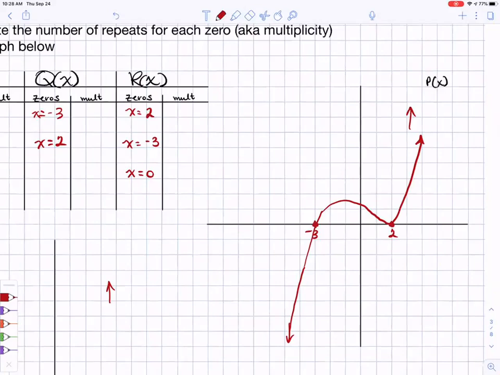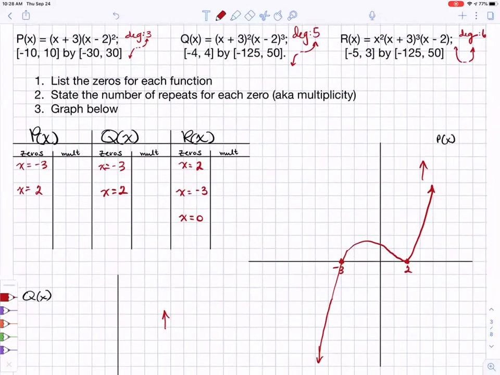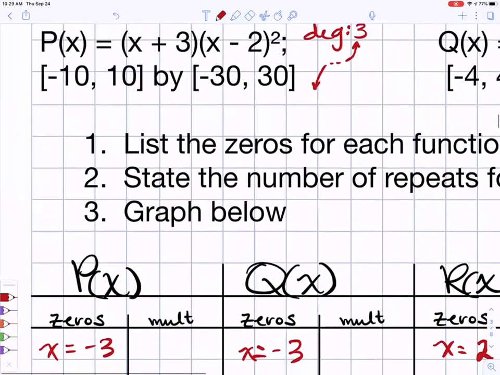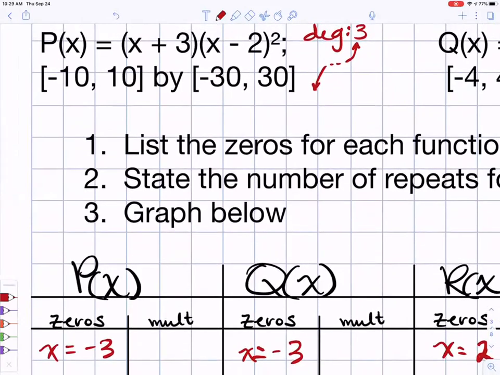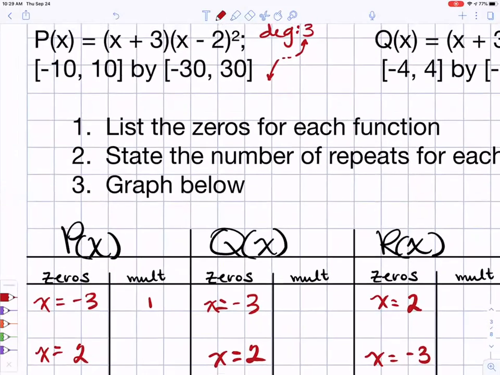Okay, now let's take a look, because I didn't answer some of my questions. My second question was to state the number of repeats for each 0. That's called a multiplicity. So at P of X, how many x equals -3s did I have? How many of those zeros did I have? There was only one of those, so my multiplicity is 1. And how many x equals 2s did I have? There were 2 of those because it was squared. I'm coming back to that.